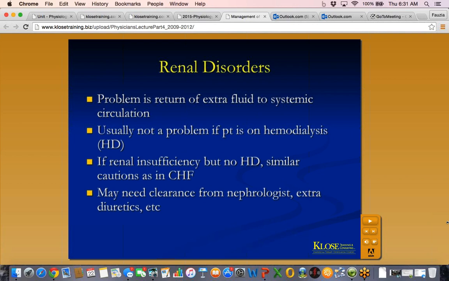Renal disorders, this is another caution. Again, it's if a patient has a problem with the return of the extra fluid that we're sending back to the systemic circulation. Usually if a patient's on hemodialysis, it's not an issue. You can still do your CDT. But if they have renal insufficiency and they're not on hemodialysis, then we want to be cautious, the same as with chronic or congestive heart failure. So just keep that in mind. They might need extra diuretics. They might need to see their nephrologist and get clearance before you can do CDT with these patients.